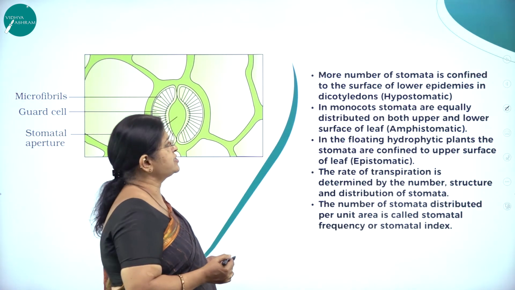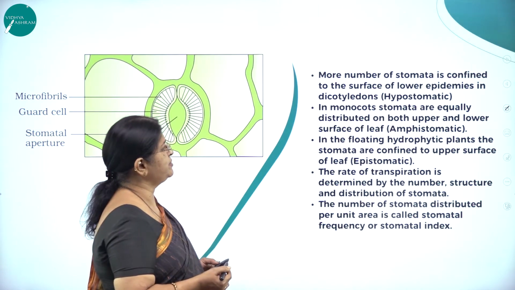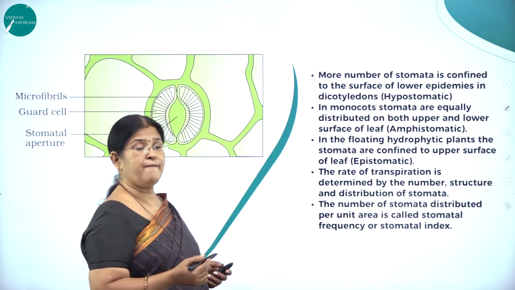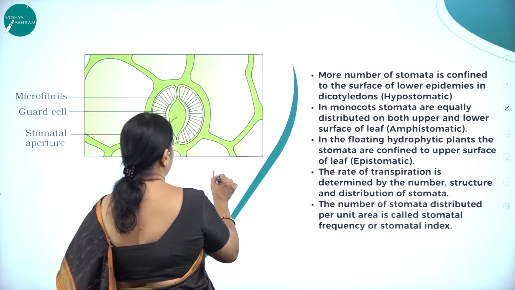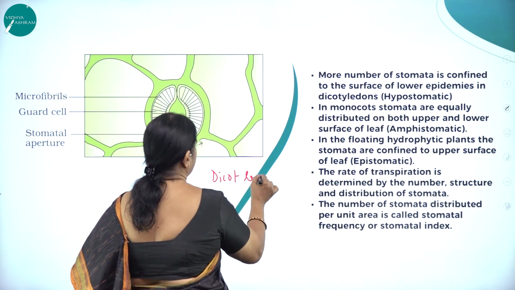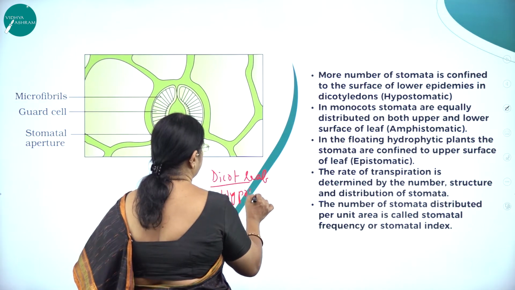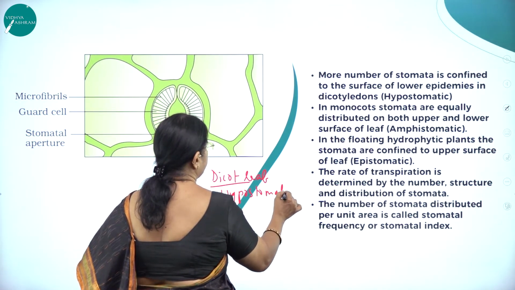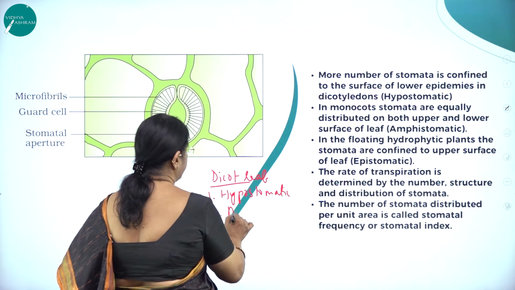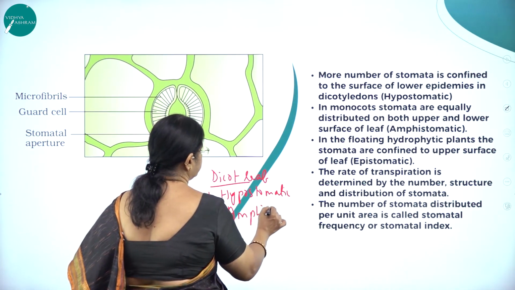More stomata are confined to the surface of the lower epidermis in dicots. Hence, it is called hypostomatic. In a monocot leaf, it is called amphistomatic.